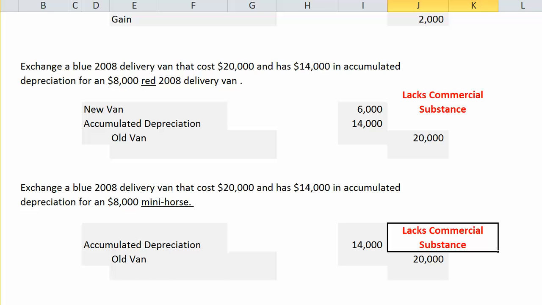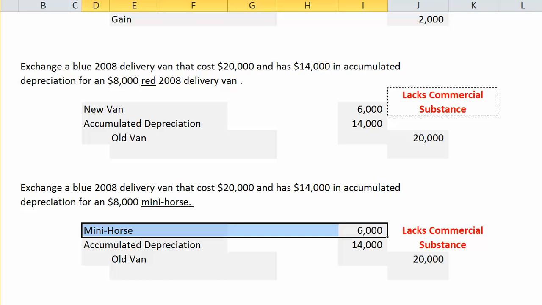If we say the transaction lacks commercial substance, in other words, we're going to use the miniature horse to deliver the same packages that we did with our old delivery van, and it's going to generate the same cash flows, we would say there's no commercial substance, there's no difference between the mini horse and the van, and we record the mini horse at $6,000.